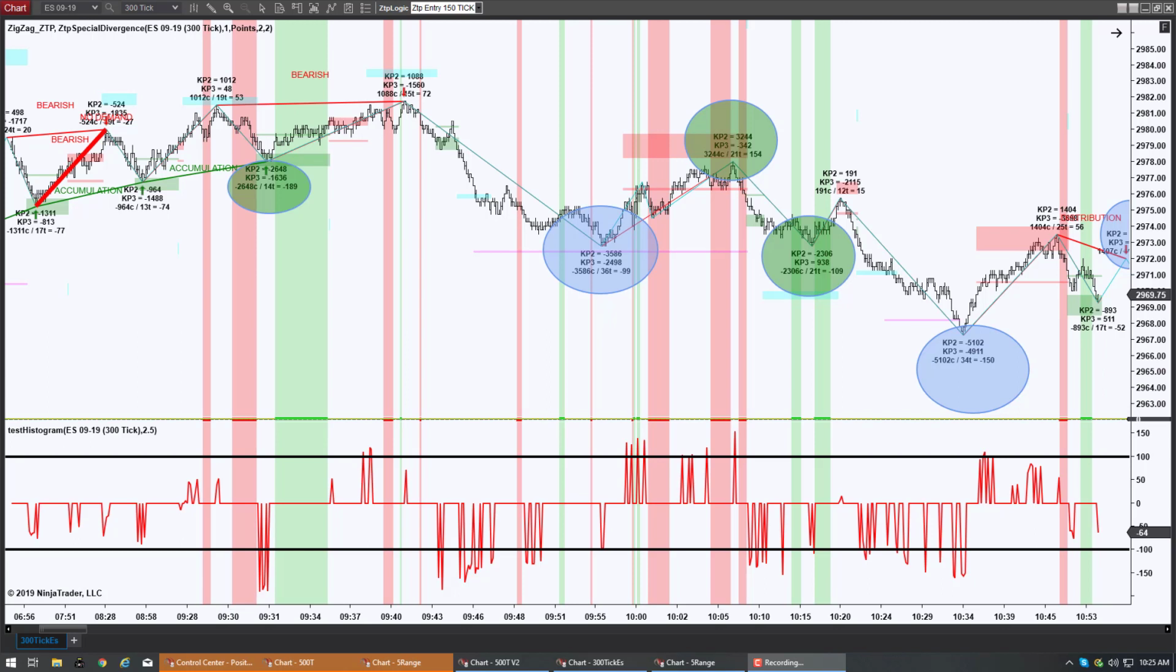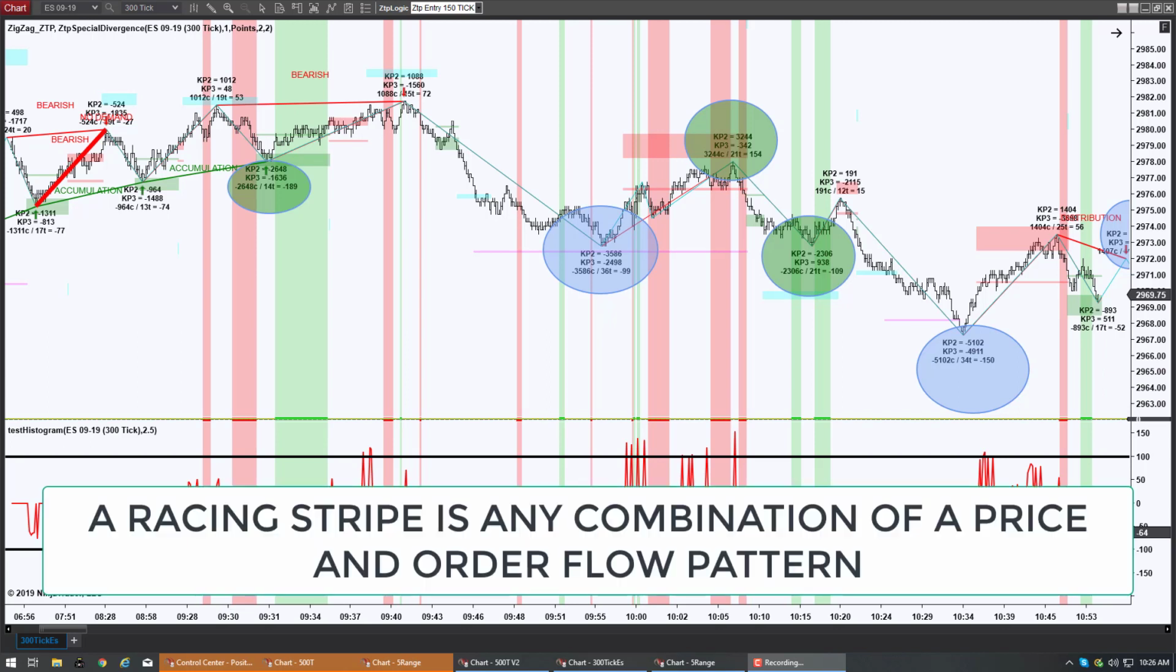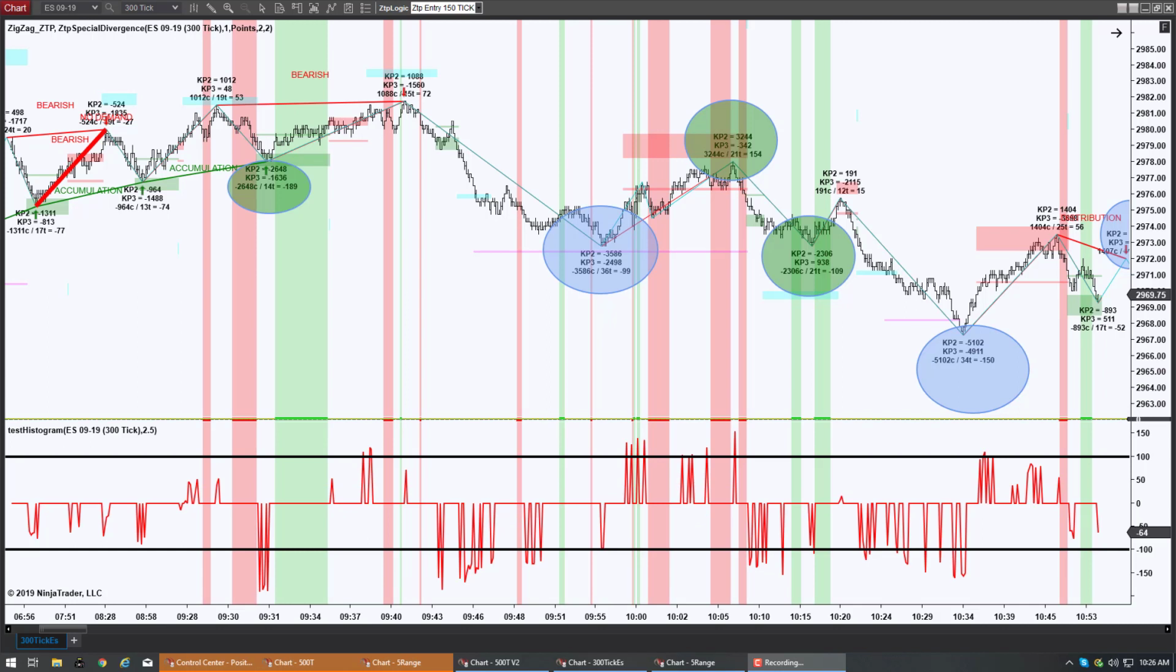Okay, so what we're looking at now is a typical chart with the BloodHound racing stripes engaged with the strategy that I created. But down on the bottom, you're going to see something new, and that something new is a histogram. What the histogram is doing is it's recording the value of the ratio as each tick progresses.